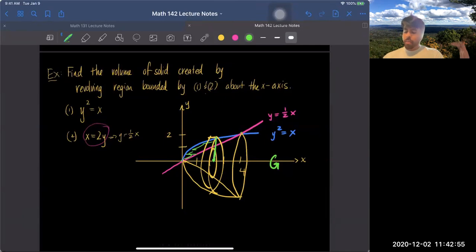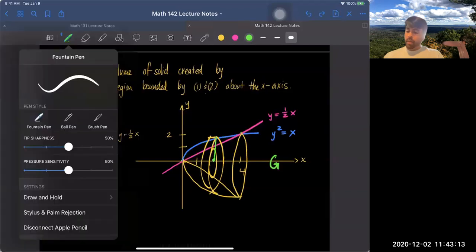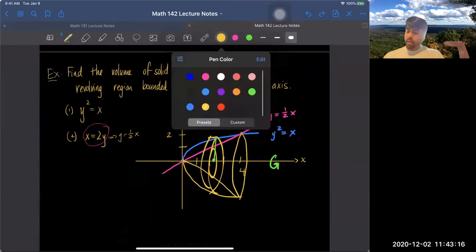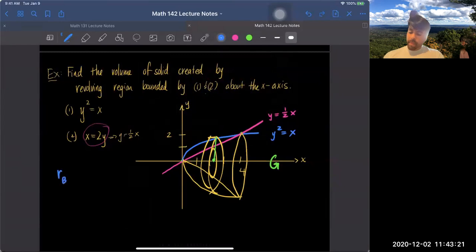And that r big, right? The r big would be that blue graph. And then the smaller one would be the smaller radius. So let me just make that a little bit clearer here. So big here, what is r big? R big is the function that's above the pink one, which would be what? Y squared equals x. Now, what's the problem here?